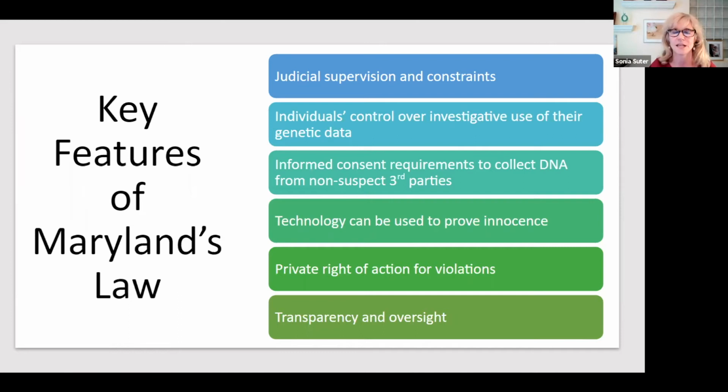So I think this was a case where a former genetic counselor being on the working group was probably helpful to the process. The law also ensures that the technology can be used not only to prove guilt, but also to prove innocence. And another provision that I thought was really important was to create a private right of action for individuals whose genetic samples or information is inappropriately or wrongfully disclosed, collected, or maintained, with a minimum of $5,000 for such violations. And then finally, the law creates transparency.